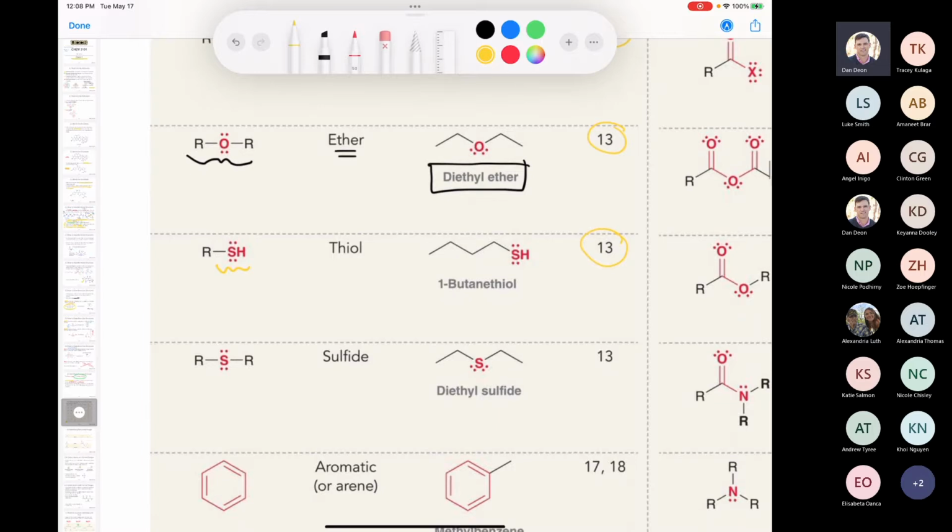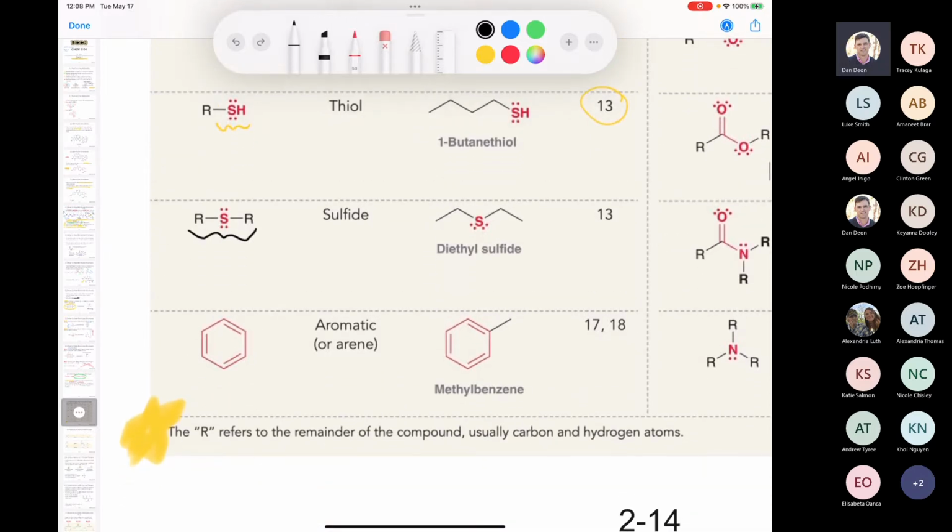The sulfur version of an ether would be a sulfide. So you see that an ether is R and then an oxygen, then another R group. If you replace the oxygen with a sulfur, that's called a sulfide. And here's an example of diethyl sulfide.